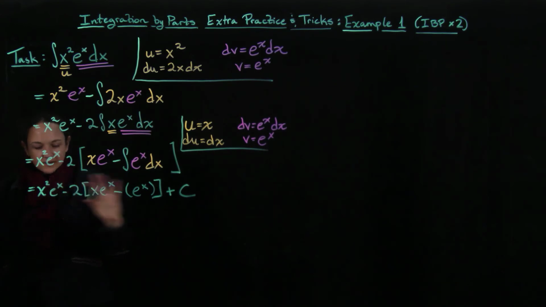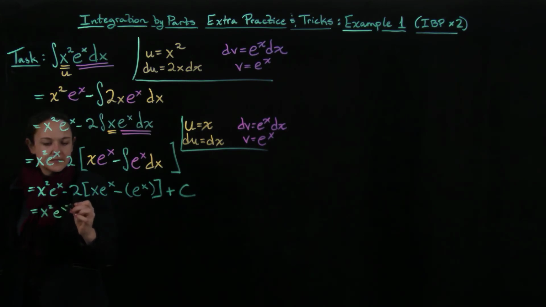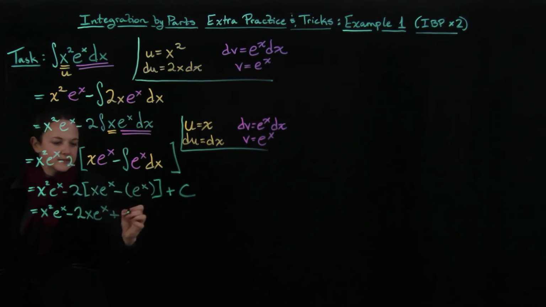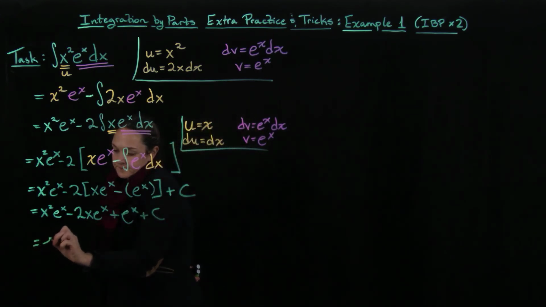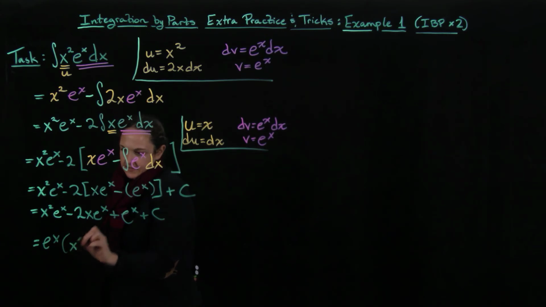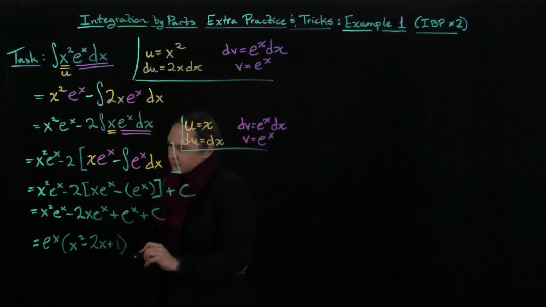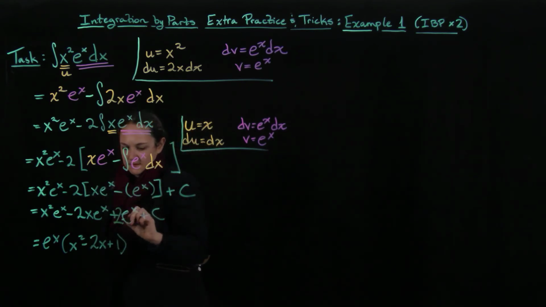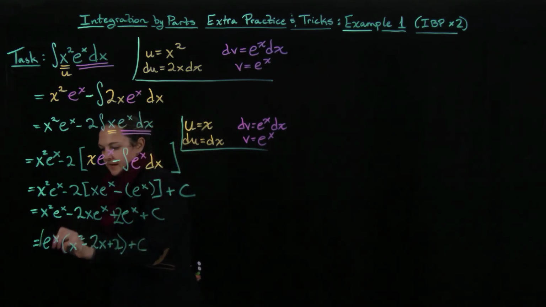So now I can just write this all out. This is going to equal x squared times e to the x minus, so we distribute the 2 there and get 2x e to the x. We distribute that and get plus, because it's minus minus, and then we get e to the x plus c. And now we might want to pull out our e to the x. So this is going to equal e to the x times x squared minus 2x plus 1. Oops, I missed a 2. There's the 2. Plus 2 plus c. And we're done.